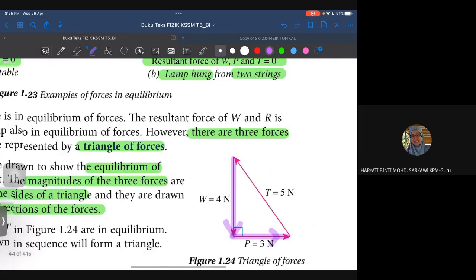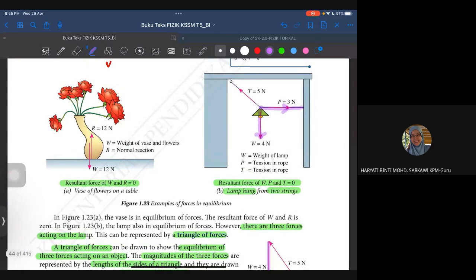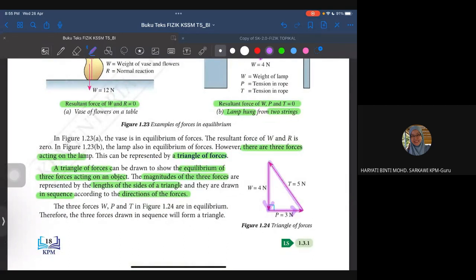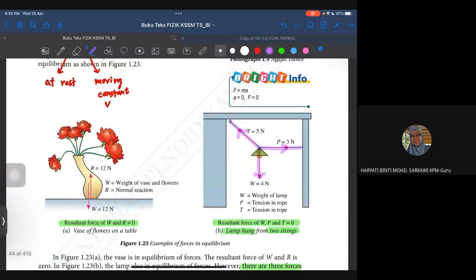And then T, look at the angle. T is drawn like this, slanting like that. So you can see that here, this is T. When we draw like this, this is what we call a triangle of forces, where we don't change the direction. So this is one example, and we can actually draw another one.